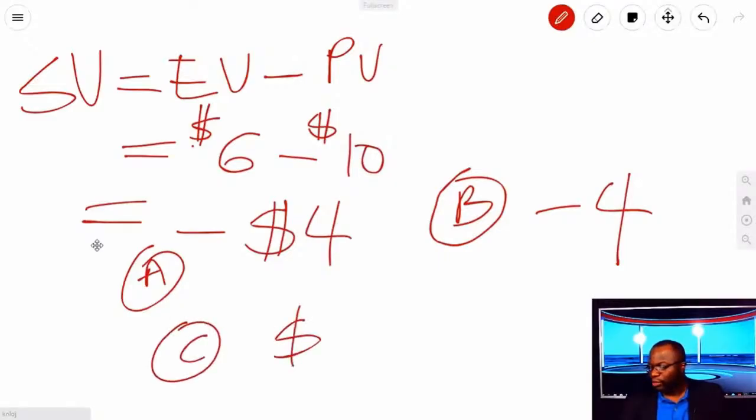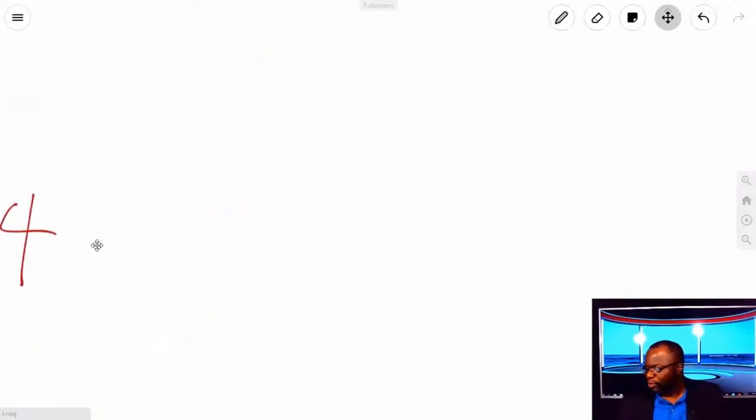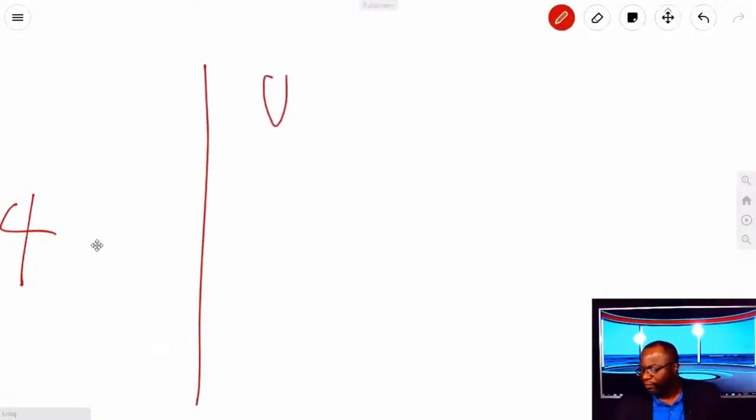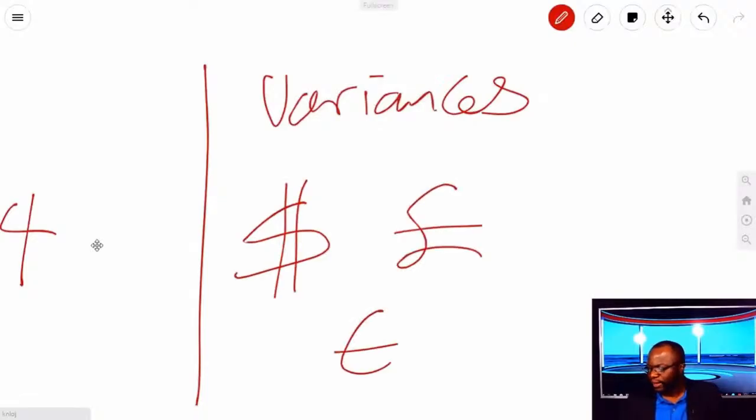What about $4 and what about good old 4? These are tricks that you could get on your exam, and if you don't pay close attention to the fact, let me help you out. Let me give you one more tip for those who are not looking. Variances, if you're dealing with variances, you're dealing with a currency symbol. You're dealing with a symbol of some sort, okay?